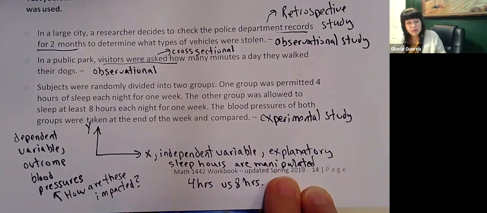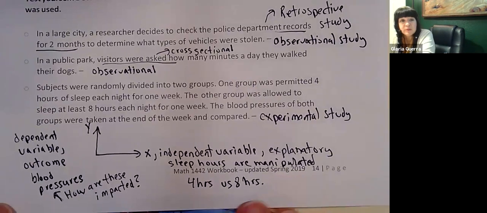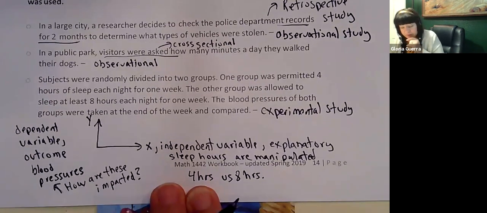Okay. And then if we look at the next page, I'm going to read it out loud because some of you might still be writing. On page 15, it says that the independent variable in an experimental study is the one that's being manipulated by the researcher. The independent variable is also called the explanatory variable. And then it says the resultant variable is also called the dependent variable or the outcome variable.